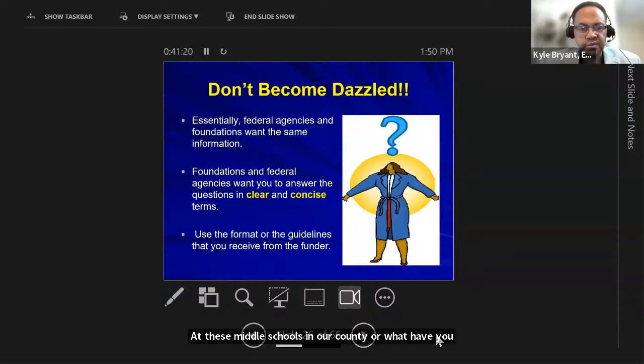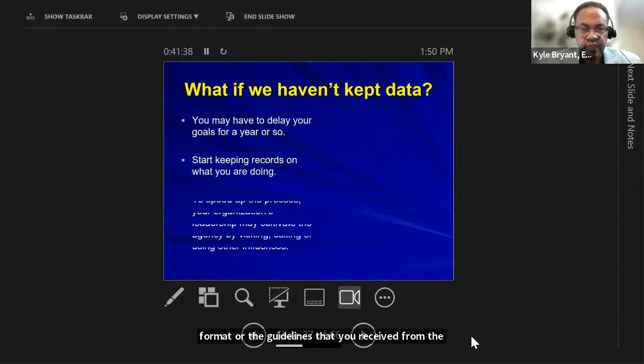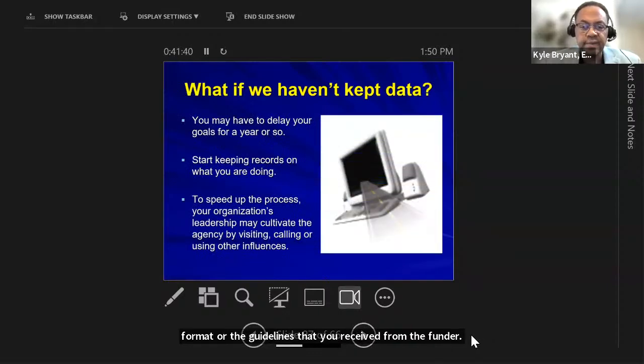Don't become dazzled. Essentially, federal agencies and foundations want the same information. They want you to answer questions in clear and concise terms and use the format or the guidelines that you receive from the funder. So what if we haven't kept data? You may have to delay your goals for a year or so. So start keeping records on what you're doing.